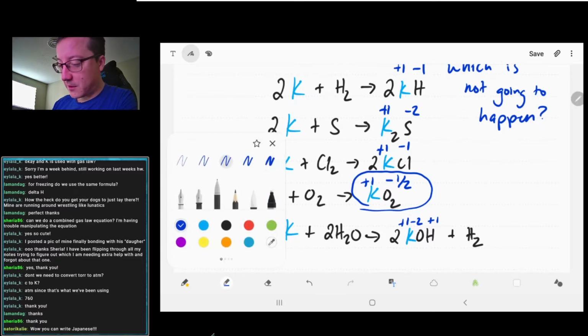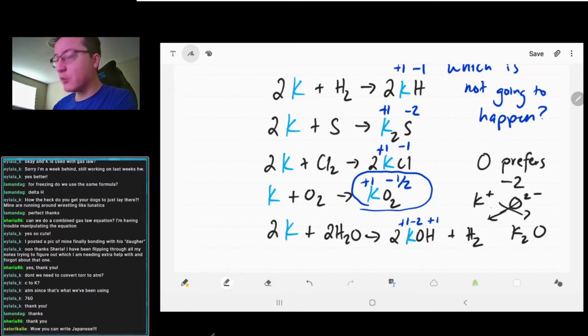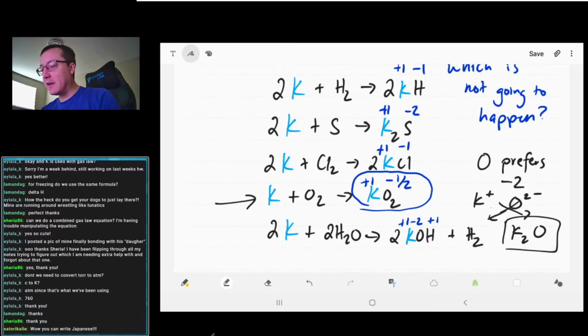Oxygen prefers to be -2, right? So if we were to put potassium with oxygen, we should get K2O, right? That would be the ideal compound that we would make with potassium and oxygen. And so that's why this one should be the least likely contender for possible reactions. So while this technically could happen, the other ones are much more likely.